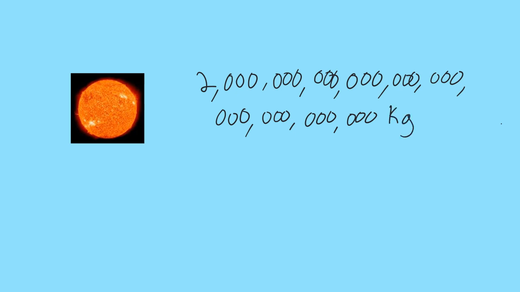All right. This is really ugly. I don't want to write out 30 zeros every time I want to represent the mass of the sun. So scientists have come up with what's called scientific notation, which you may be semi-familiar with, but here I want to help you know how to use it. So this in scientific notation will be 2 times 10 to the 30th kilograms. Much, much simpler than before.